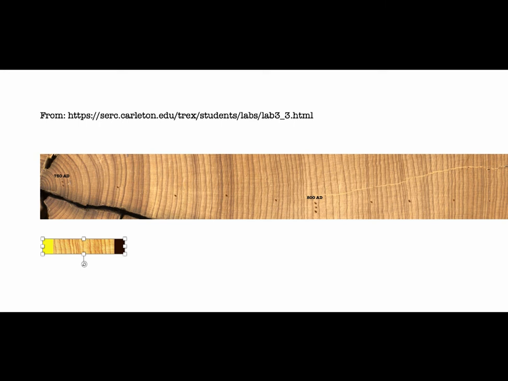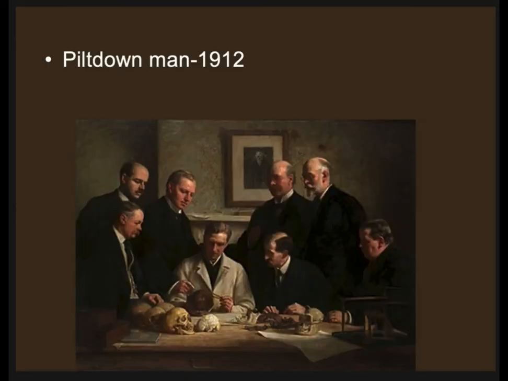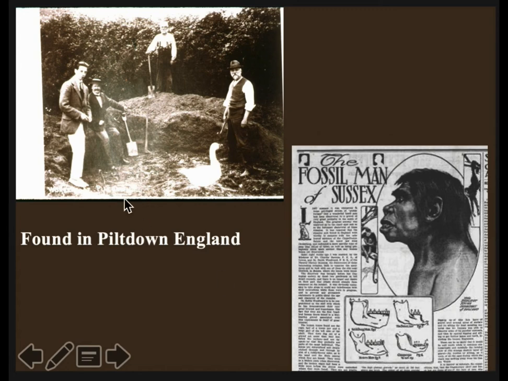Okay, so we'll talk about some more dating techniques. I'd like to introduce the topic of radiocarbon dating, or C14 dating, with a story about Piltdown Man. Some of you may have heard of this famous find. It was made in 1912. It was supposed to be an ancient hominid, ancestor to modern humans, found by Dawson, over here in southern England.